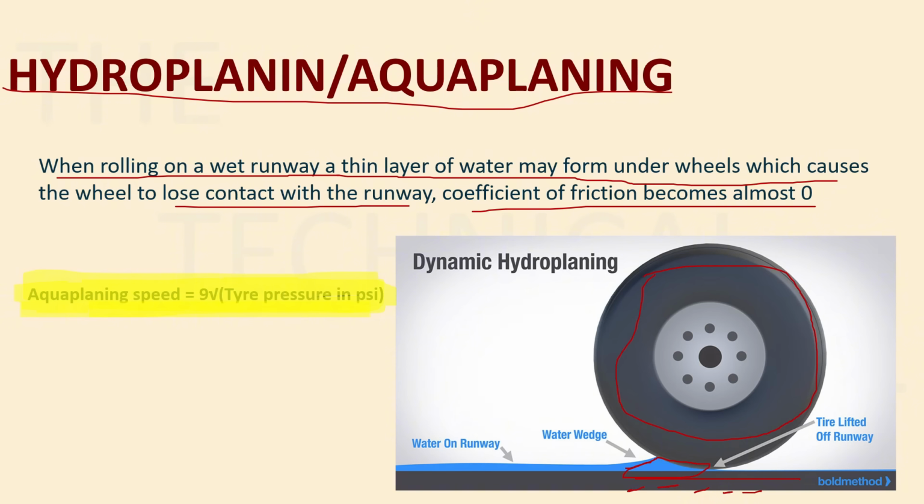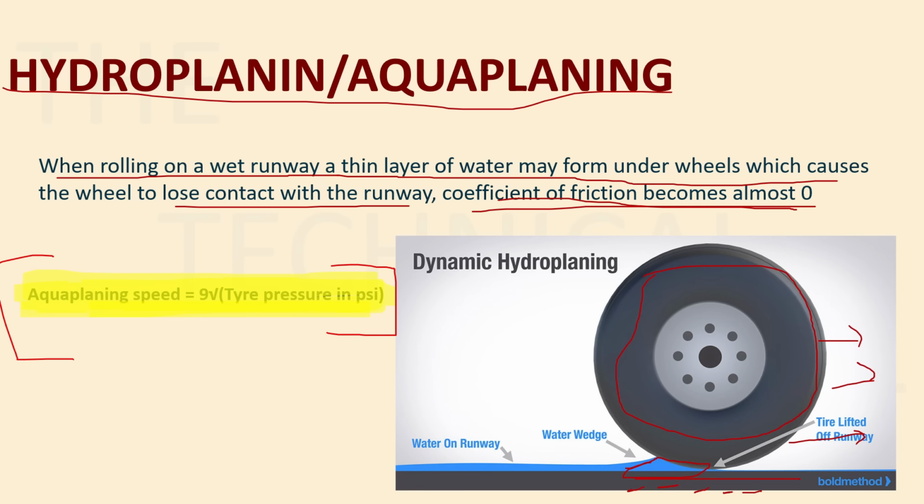So the wheel is literally skidding on the runway and it is not able to touch the ground. And since it is not able to touch the ground, it is not able to apply brakes, right? So this is something that happens when the runway is wet, and the coefficient of friction almost becomes zero.